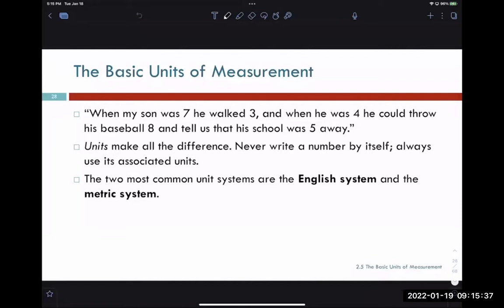I know I used to do it all the time, but if you read the sentence, "When my son was 7, he walked 3. And when he was 4, he could throw his baseball 8 and tell us that his school was 5 away." Without units in there, there's no context. When your son was 7, he walked 3, what? Was it 3 miles, 3 steps? Was it months old? Was it years old? Units make the difference here.